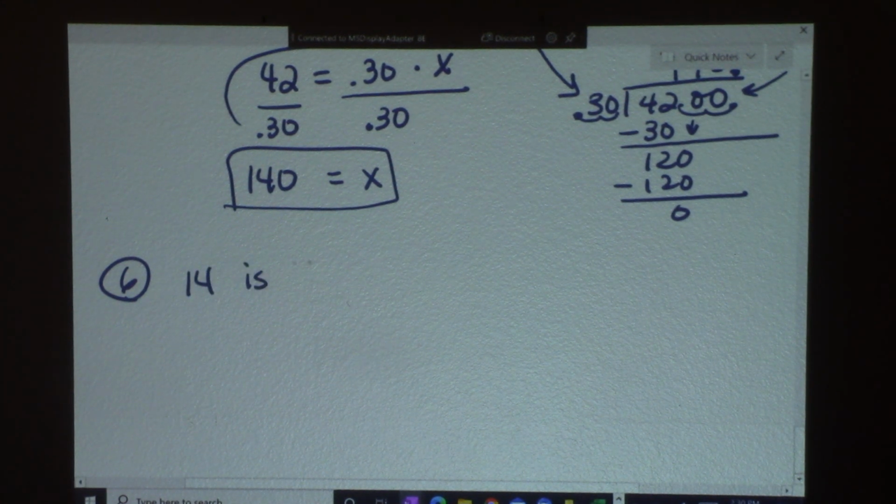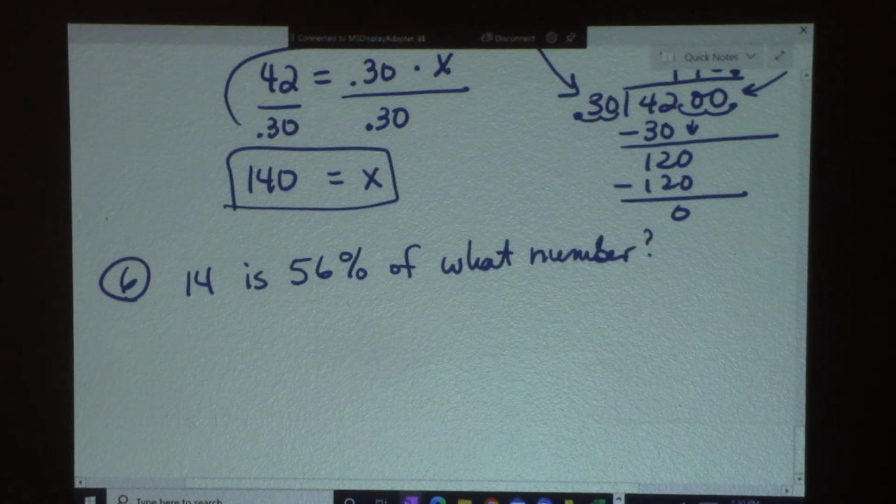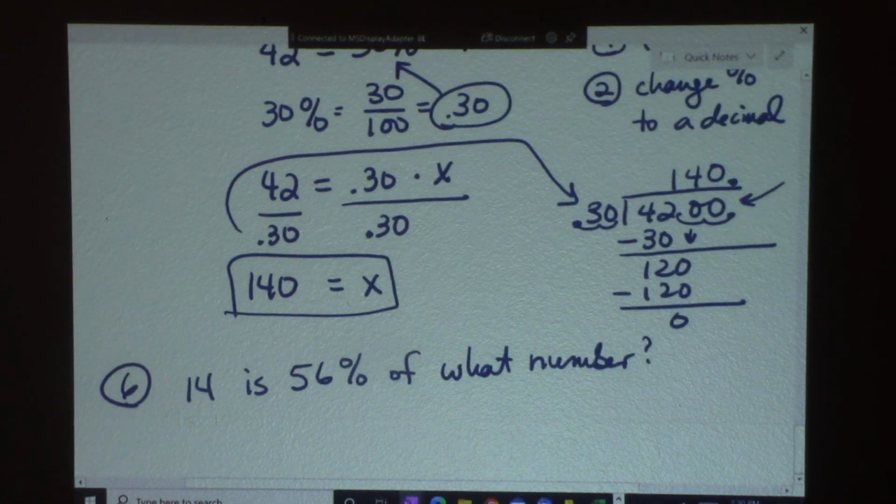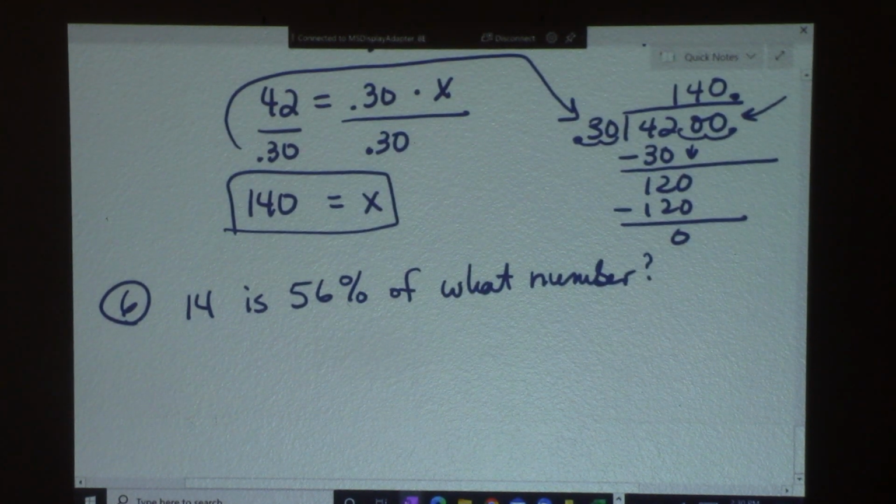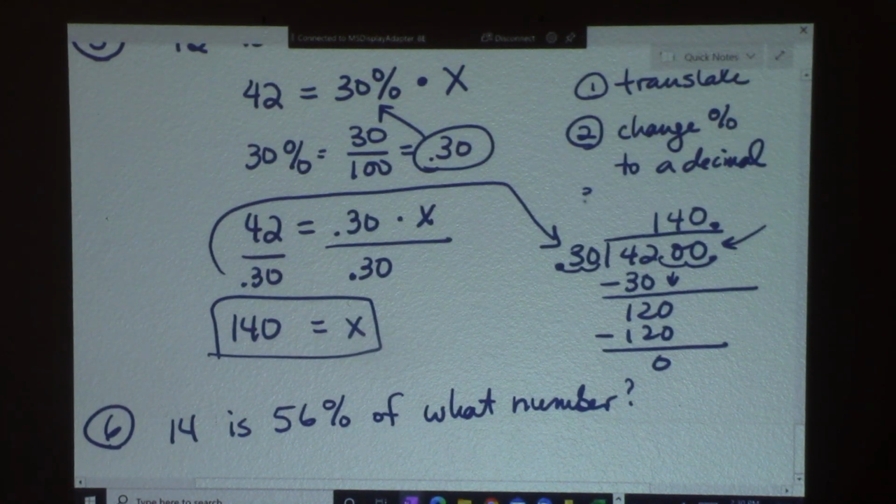14 is 56% of what number? Okay. Oh, I didn't write my last step up here. Let's do that too. Divide or get x alone. Solve for x. There we go. So we have 3 steps. Translate, change the percent to a decimal, and solve for x.